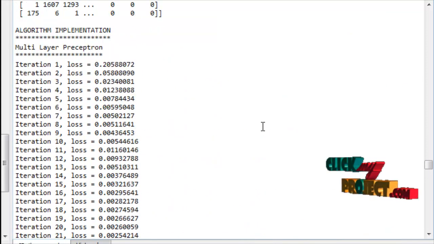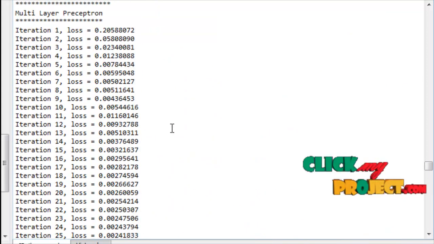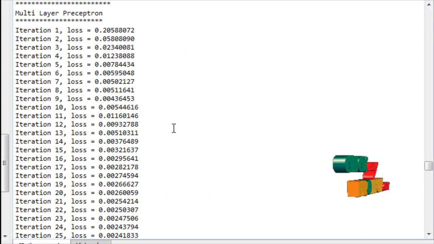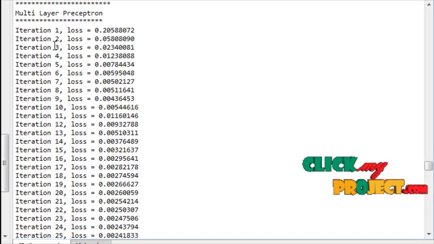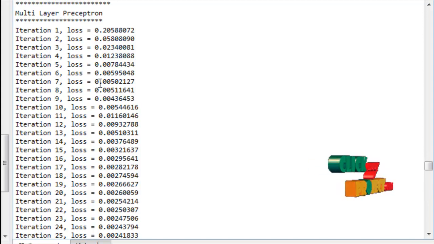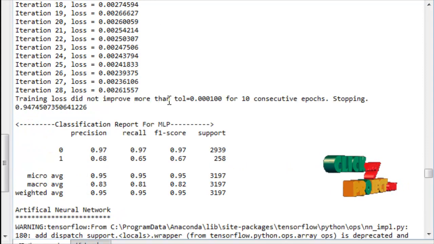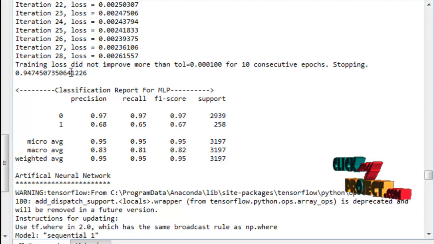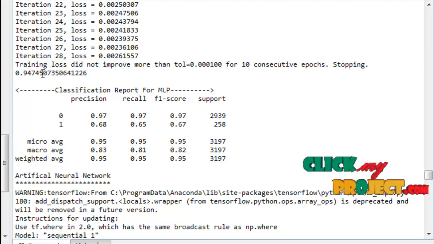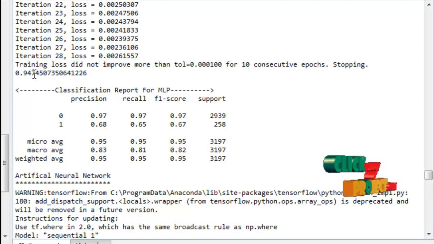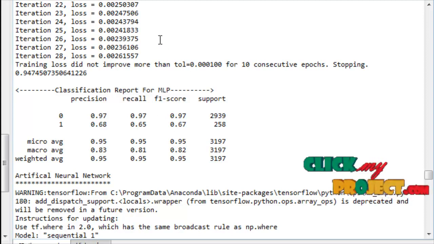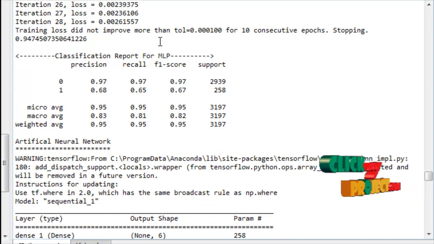Next, multi-layered perceptron algorithm. Iteration. Iteration is how many times the data set is trained. Single process, how many times trained. Loss is the training process. This is our loss. Next, this is our prediction accuracy 94. So this is our proposed algorithm. It gives the highest accuracy, 94.